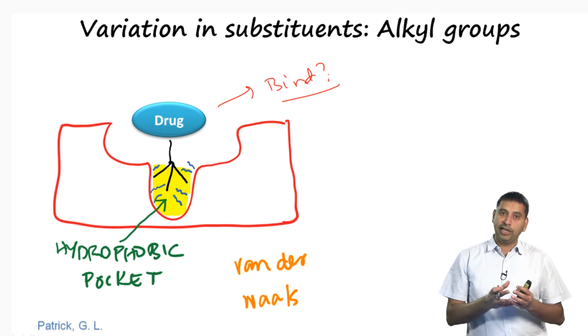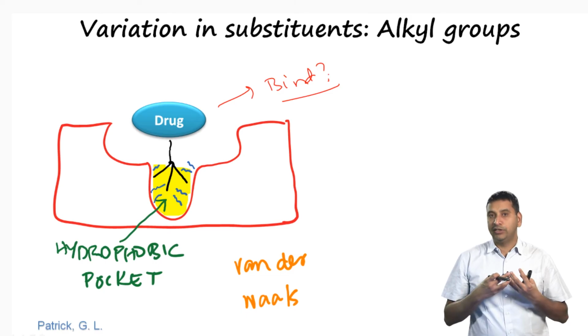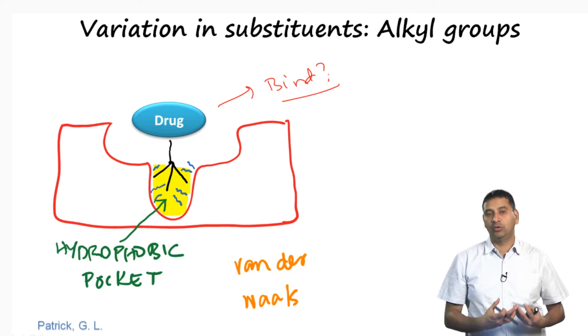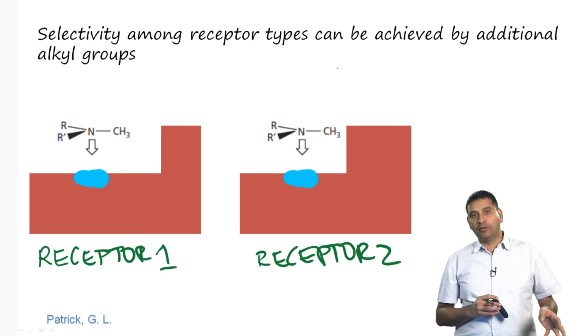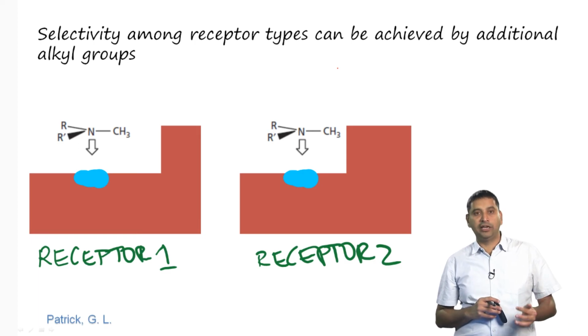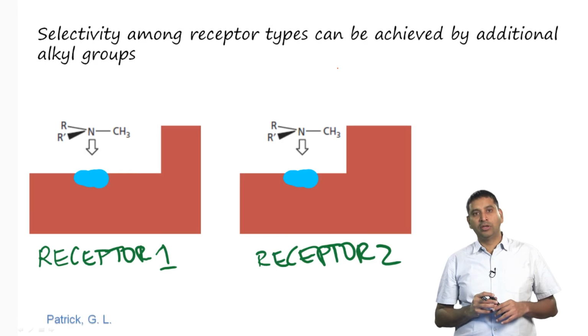But if we are able to identify a hydrophobic pocket which is important, then we could increase the interactions by changing a methyl group to a tertiary butyl group. It is also possible that we may have two different kinds of receptors. So, let us say, taking hypothetically receptor 1 and receptor 2, they have very similar binding regions where an amine is going to bind.